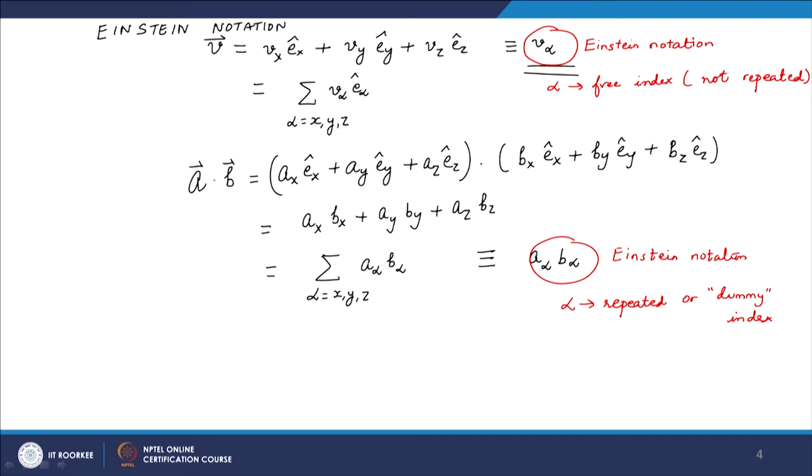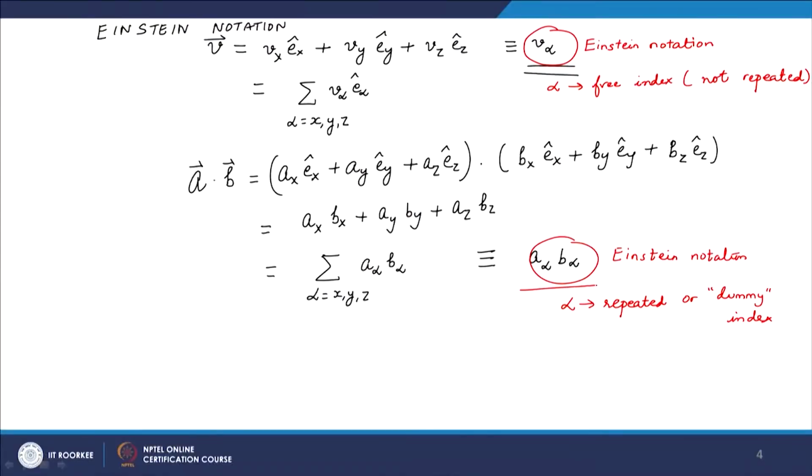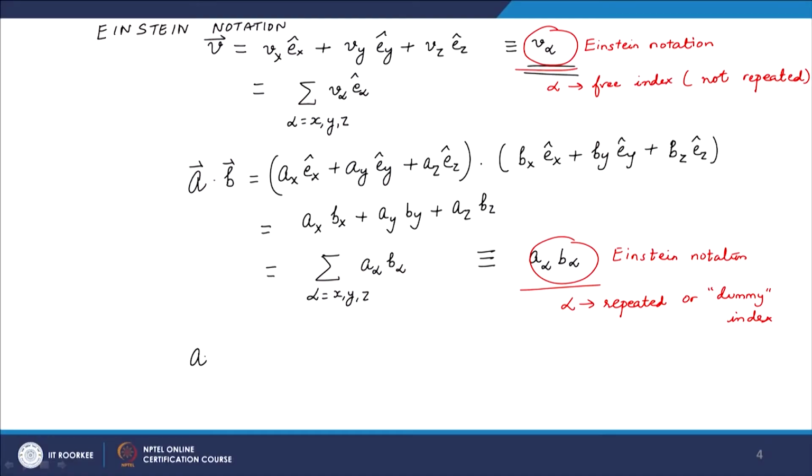Now, the advantage of doing this is I will simply count the number of free indices that are present in the equation, and that will tell me the order of the vector. Let us say for example, in this case there are no free indices, so the order is 0, that means it is a scalar. In this case, there is one free index and the order is 1, that means it is a vector. If for example, I am doing something like A, B, what essentially I mean, if I do not put a dot or a cross product in between, is it is a tensor.